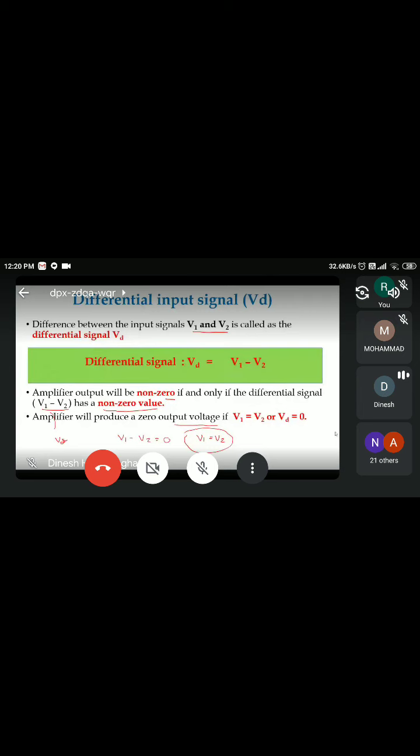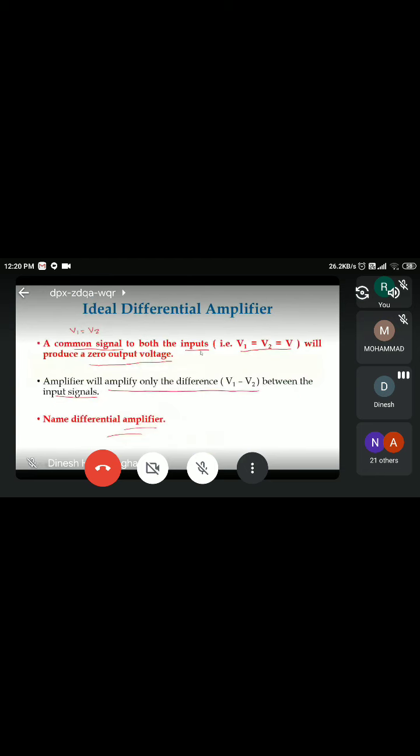Okay, so this is what this slide tells you. Let me move ahead. This is why the name is differential amplifier, because the amplifier is only going to amplify the difference between the two input voltages V1 minus V2. That is how the name differential amplifier. Okay, if V1 is equal to V2 is equal to V, in other words, that signal is referred to as a common signal. The amplifier is going to give you a zero output voltage.